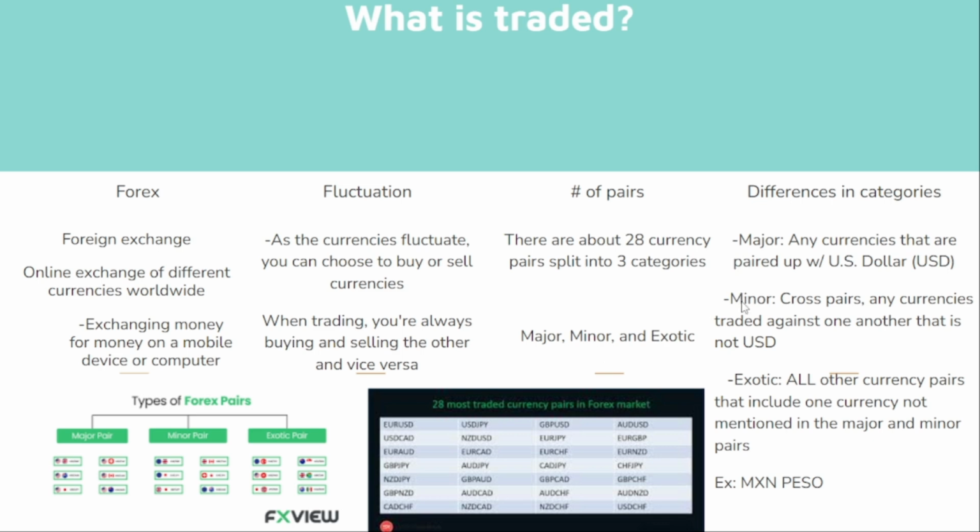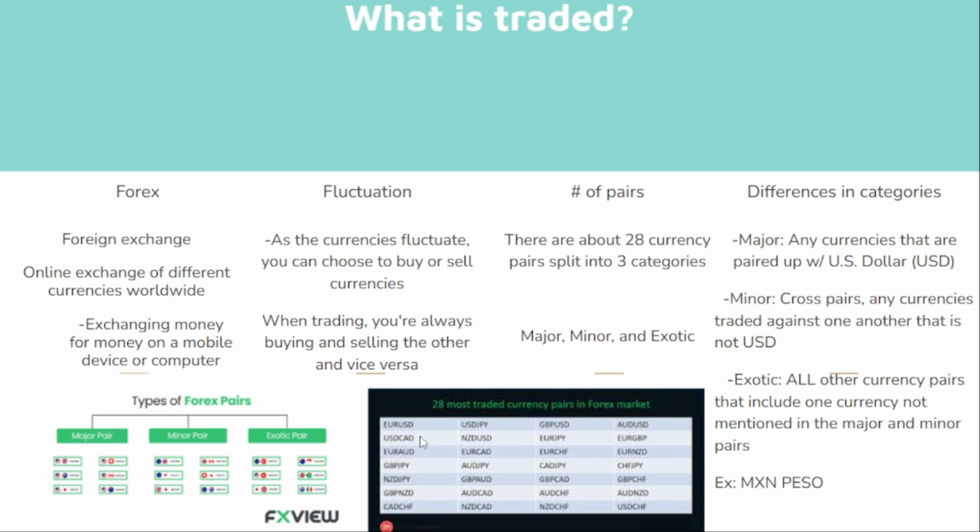Now, I don't know if you could tell what the difference between a minor pair and a major pair is. After this, I'm hoping you can, and then you'll see throughout the lessons how important the difference is. Minor pairs are basically cross pairs. Cross pairs are essentially any currencies traded against one another that are not the US dollar.